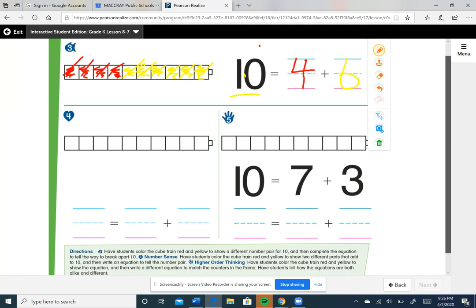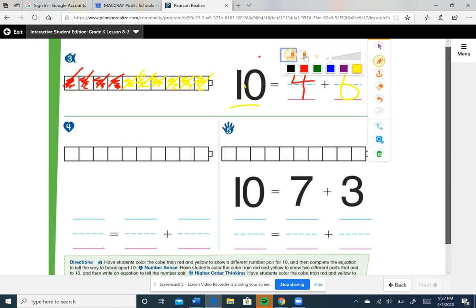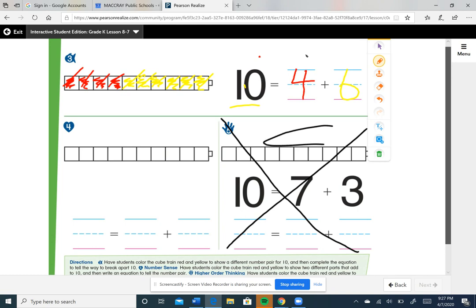Now for number 4, you have to color the cube trains red and yellow again. And they must equal up to 10. All right. And then number 5, you are going to write the equation to match the counters in the 10 frame. Actually, we're not going to try to confuse us with this one, so we're going to cross out number 5. Don't have to do it.